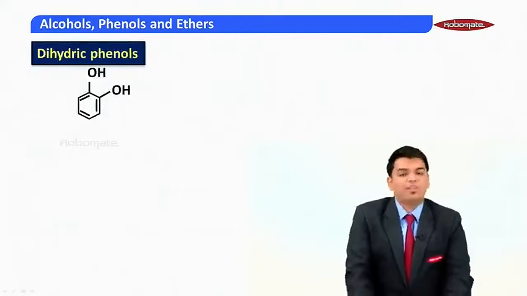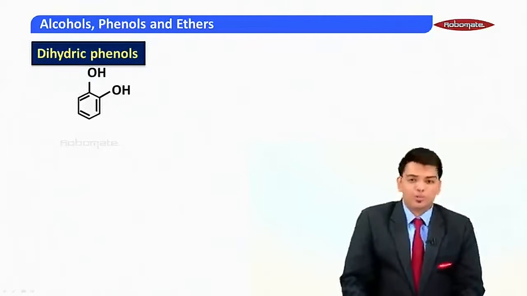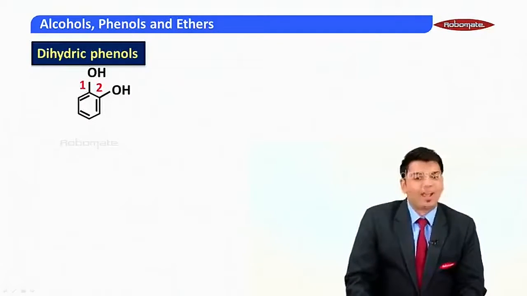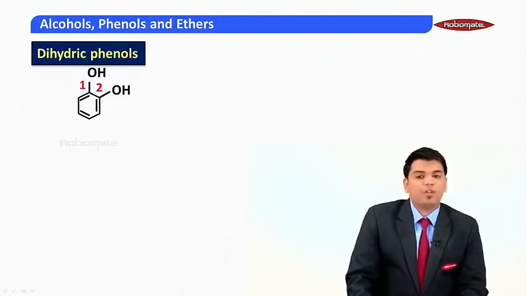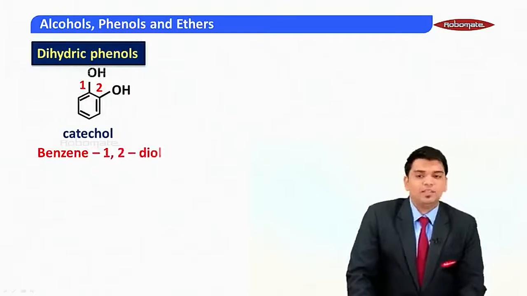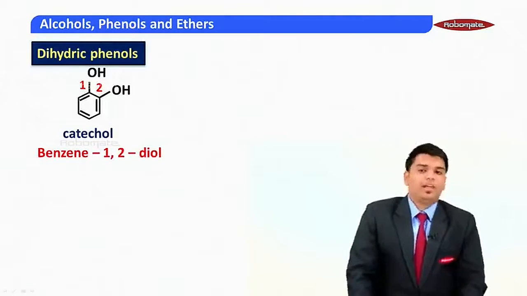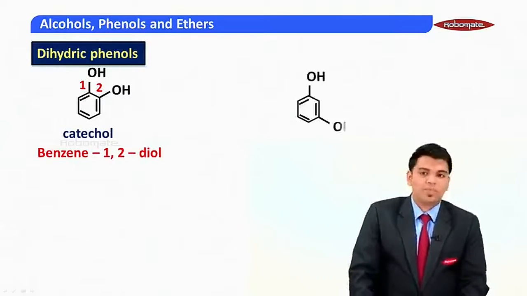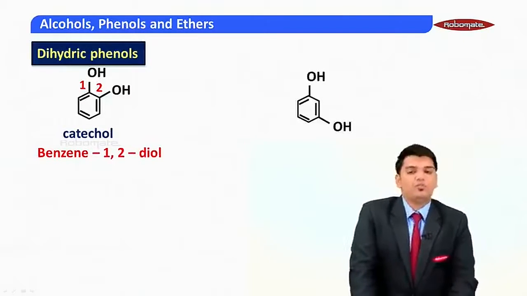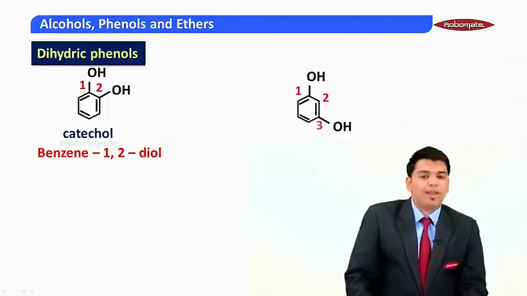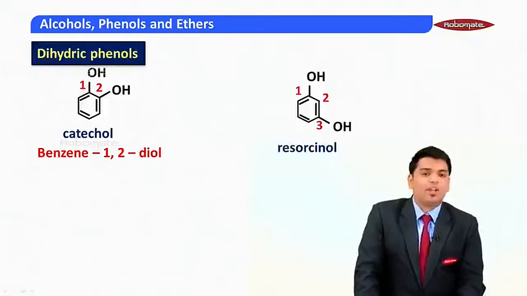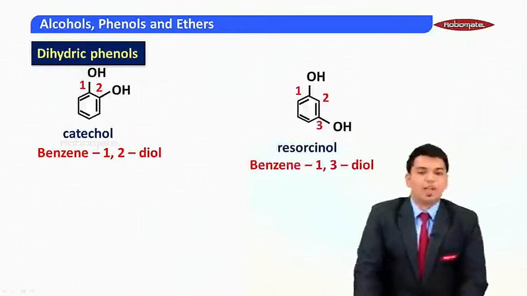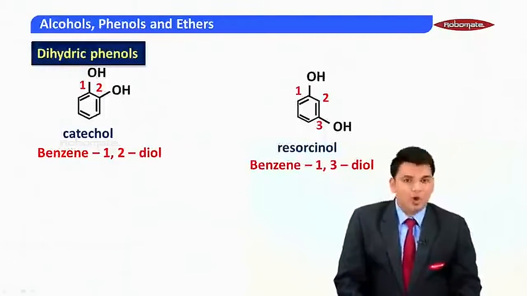Now let us move on to the next category, that is dihydric phenols. Now we have a benzene ring which has 2 OH groups on adjacent carbon atoms, that is on carbon atoms number 1 and 2. We know that this is called catechol and its IUPAC name is benzene-1,2-diol. Next up we have a benzene ring with OH at positions 1 and 3. This is called resorcinol and under IUPAC nomenclature this is called benzene-1,3-diol.